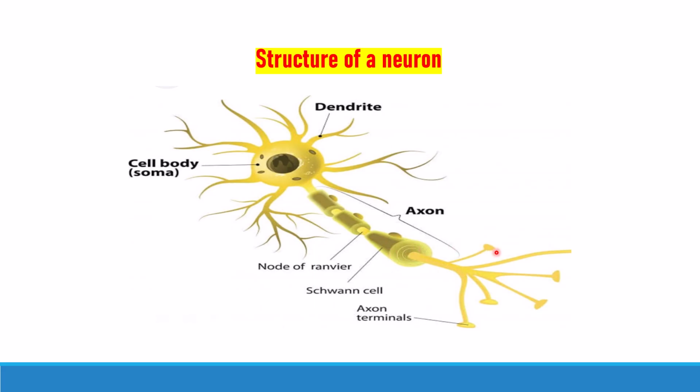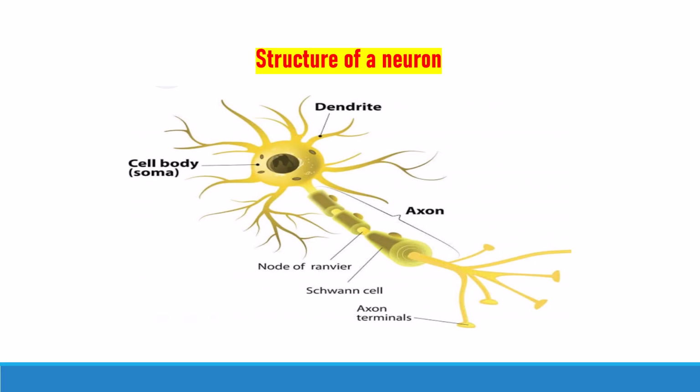This portion is known as axon terminus. The end portion of the axon where the signals, that means the neurotransmitters, are released. Then there is a gap between two myelin sheaths. This portion is known as nodes of Ranvier. The gap between two myelin sheaths is known as nodes of Ranvier.